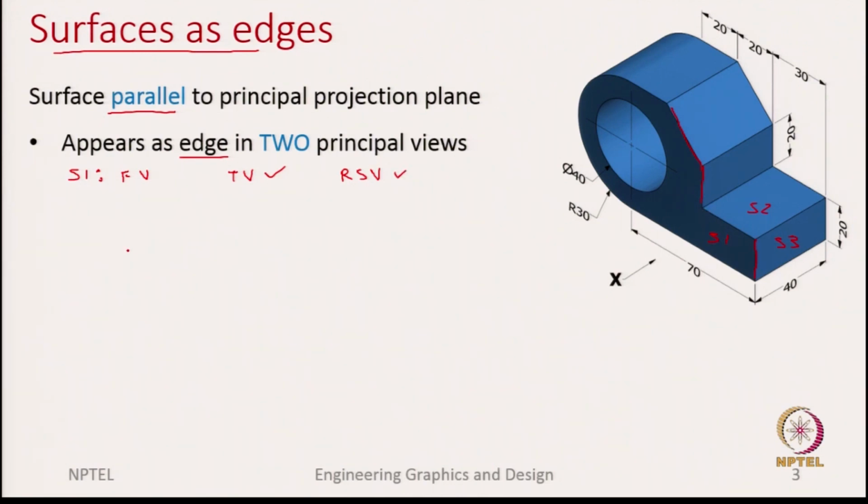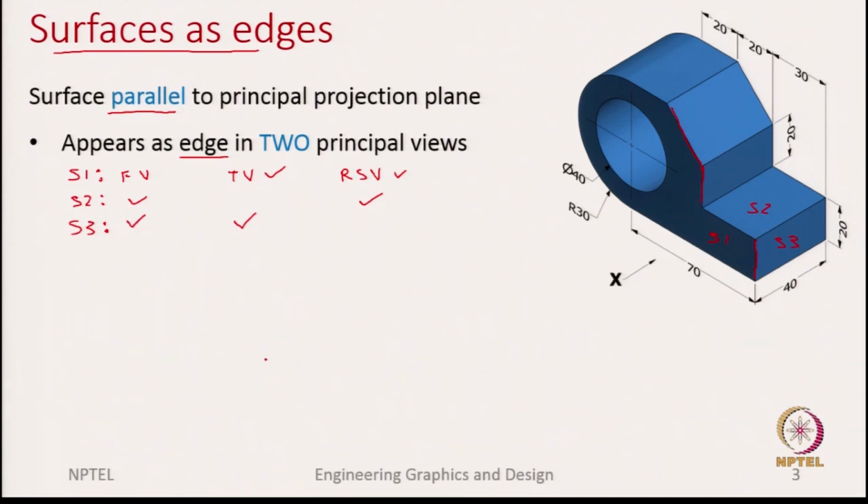You can repeat the same for surfaces S2 and S3. You will notice that for each of these surfaces which are parallel to one of the principal planes, you will only see it as an edge in two views. Okay. So, for example, surface S2 you will see as an edge in the front view as well as in the right side view, and surface S3 you will see as an edge in the top view as well as the front view.